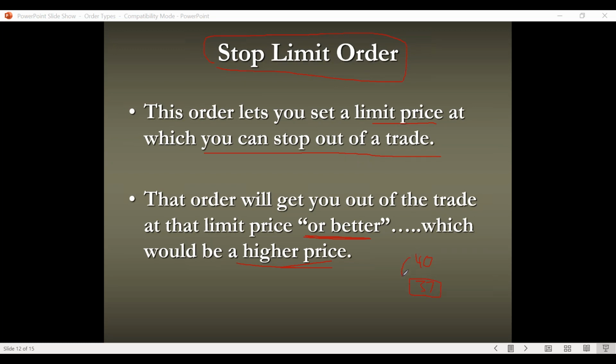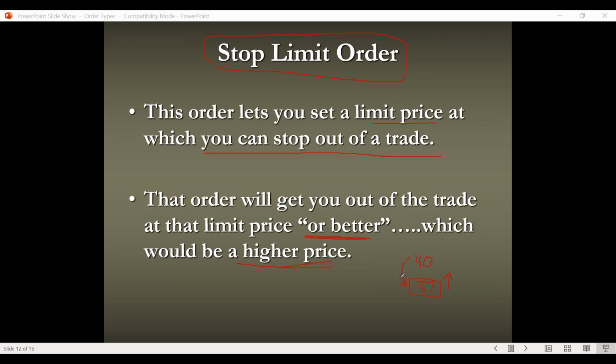So I set that as a stop limit order. Well, the stock drops down to $37, and as soon as the last price is $37, it's going to trigger my stop order to sell at $37. It's a limit price of $37 or better. Remember, you're selling. So what would be a better price? Anything higher. What could be a problem there?